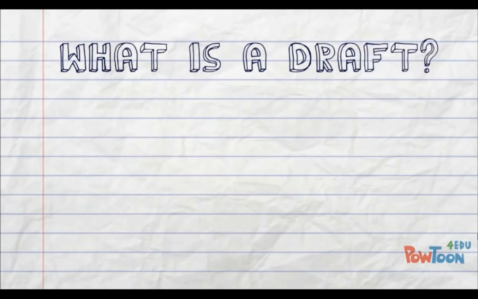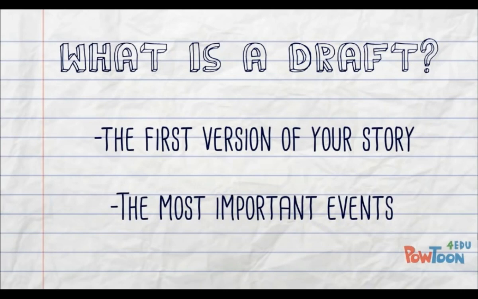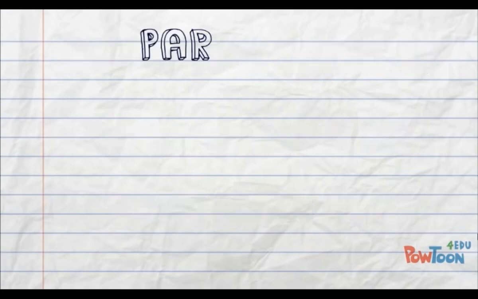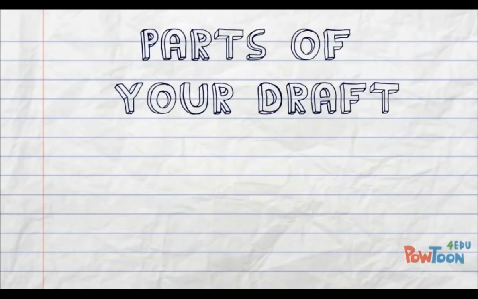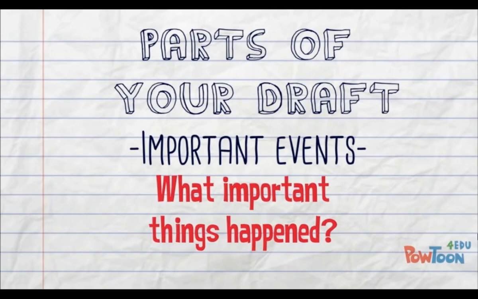A draft is the very first version of your story. In your draft, you tell the most important events in the order that they happened. There are a few important things you should write in your draft. First, your draft should include the important things that happened that relate to the main idea of your story. If something is not interesting or important, then you don't need to write it.